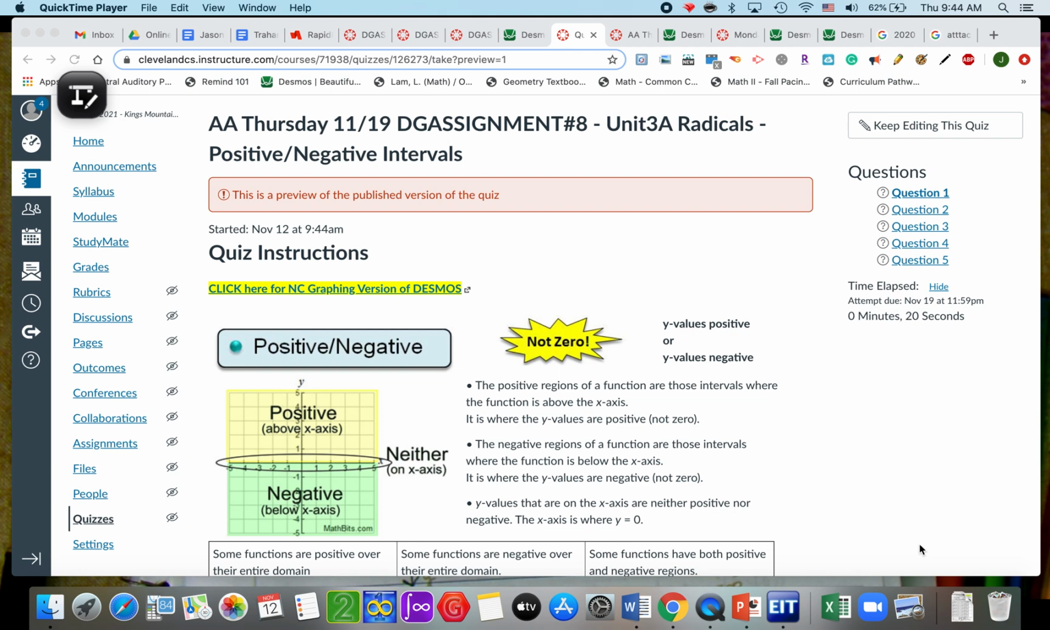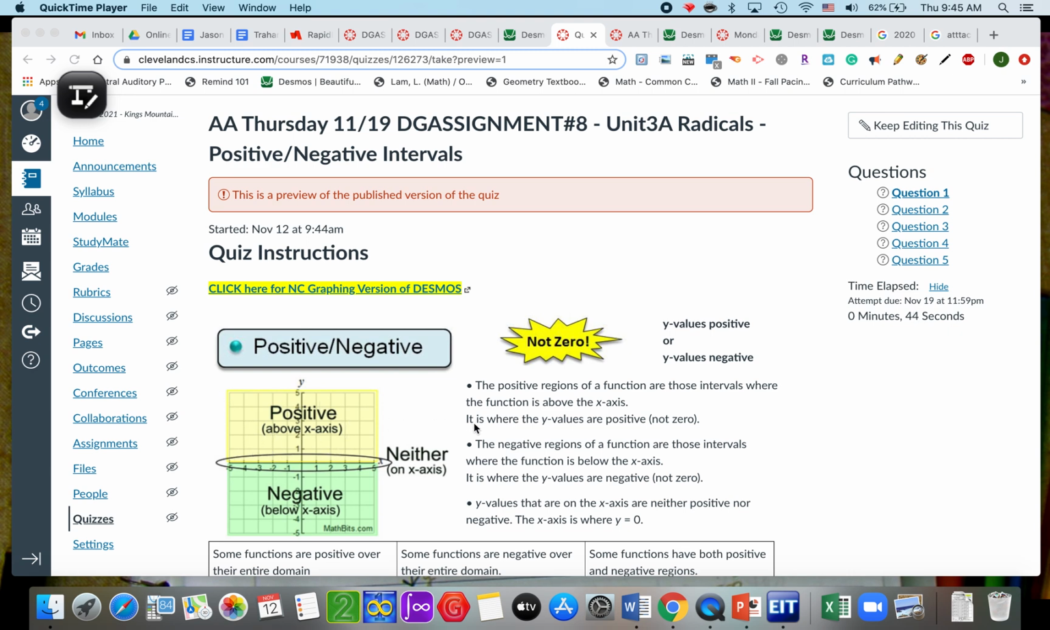Square root radical functions here. All right, so right here, the positive regions of a function are those intervals where a function is above the x-axis. So everything up here is called the positive region of our function, if we had a function graphed, of course. So all of these values above the x-axis are going to give us positive y values.